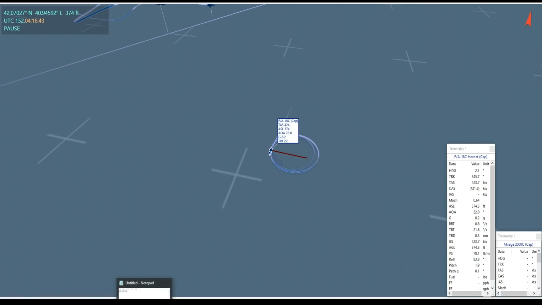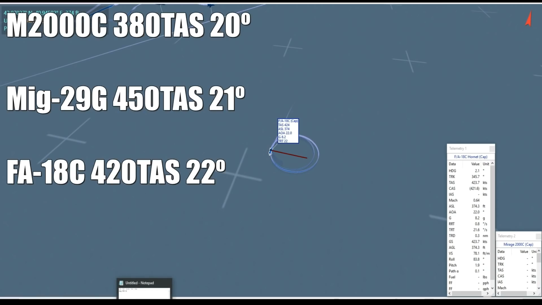Right, I'm going to collate that and get back to you with the final conclusion. Right, and then we have the final results. So the Mirage 2000C, we felt, looking at the data, sustained its best turn at 380 knots true airspeed with a turn rate of 20 degrees per second.